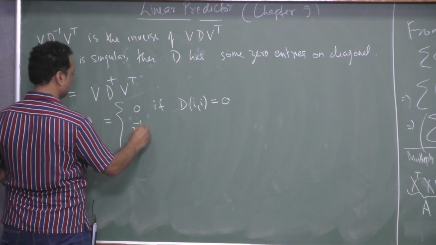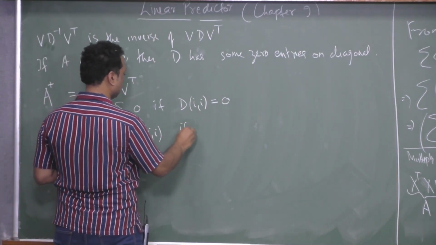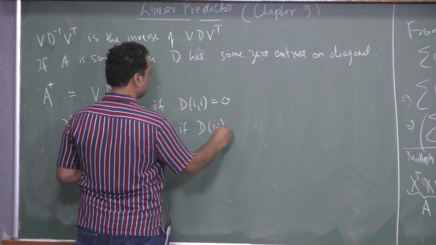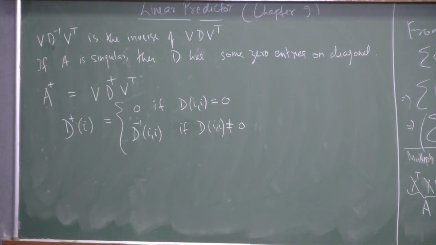It is D inverse, otherwise it may be confusing, if D_ii is not equal to 0. Okay. So we have defined a pseudo inverse. There can be different ways to define pseudo inverse. Pseudo inverse may not be a unique thing. But this is one possibility I can define, and then I treat this as an inverse and then I solve the problem with this.